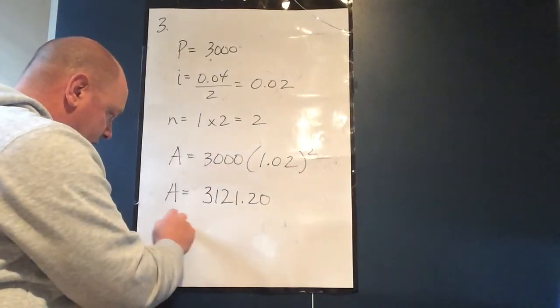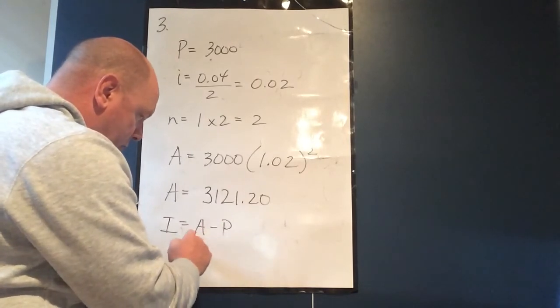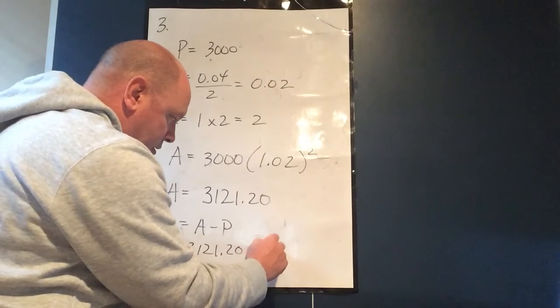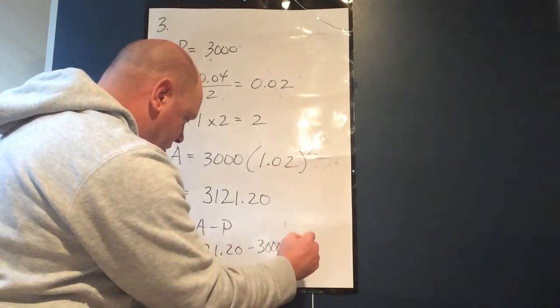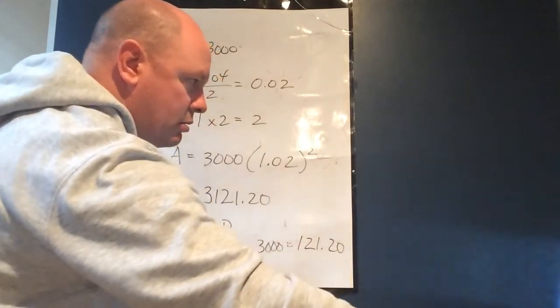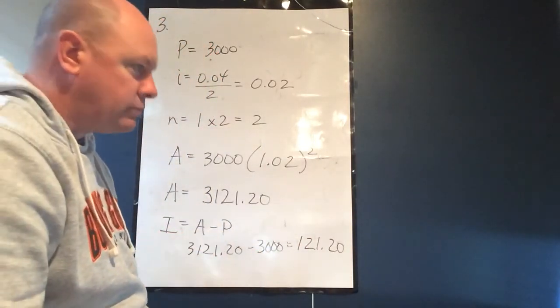Well, remember, interest is my future value minus my present value. So 3121.20 minus 3,000 equals $121.20. Okay, so that's how much she earned in the first year.